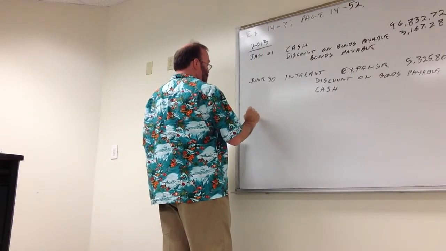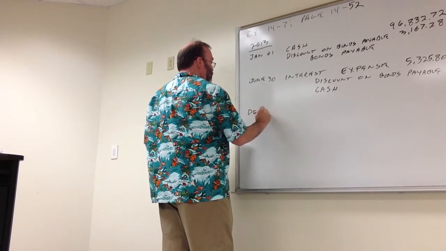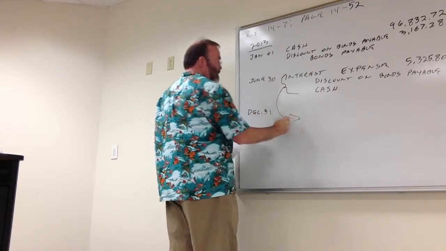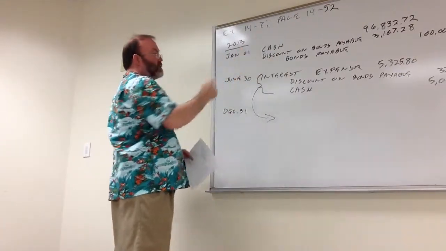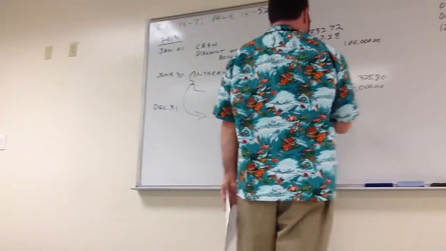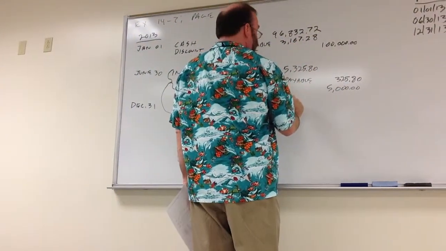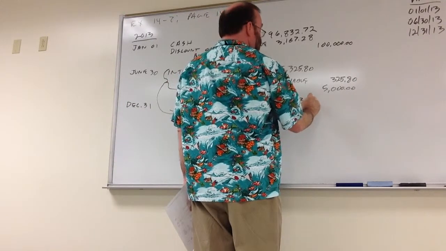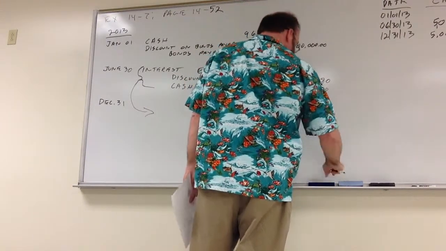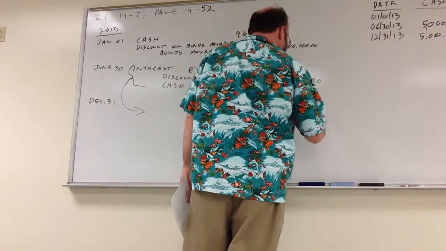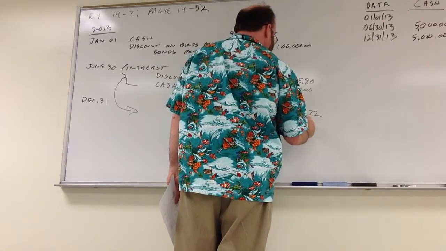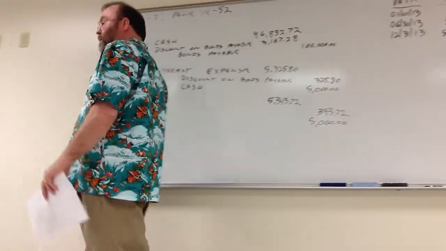Same basic entry on December 31st. So if you take these same 3 accounts, I'll just save some time. Debit to interest expense, credit to discount on bonds payable, and a credit to cash. Only now the interest is $5,343.72. The amortization is $343.72, and the cash is once again $5,000.